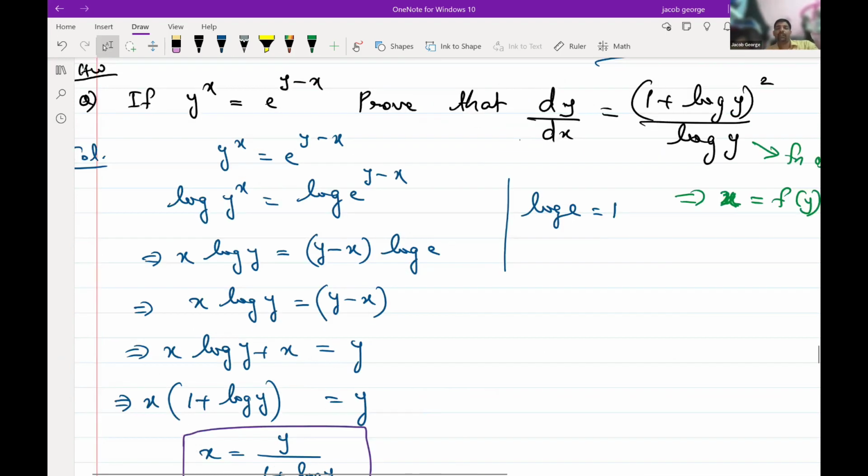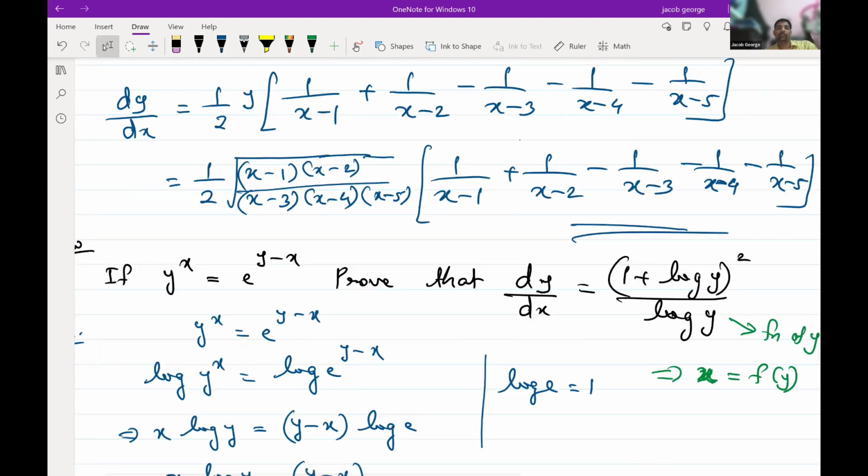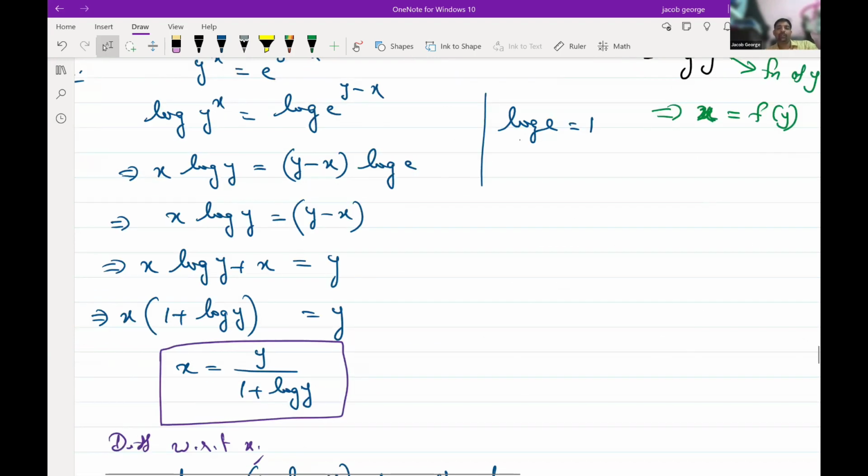In this question, right hand side is in terms of y. When it is y, we have to write x is equal to f of y form, okay? Like this, all the questions in the past from the past papers we have done.